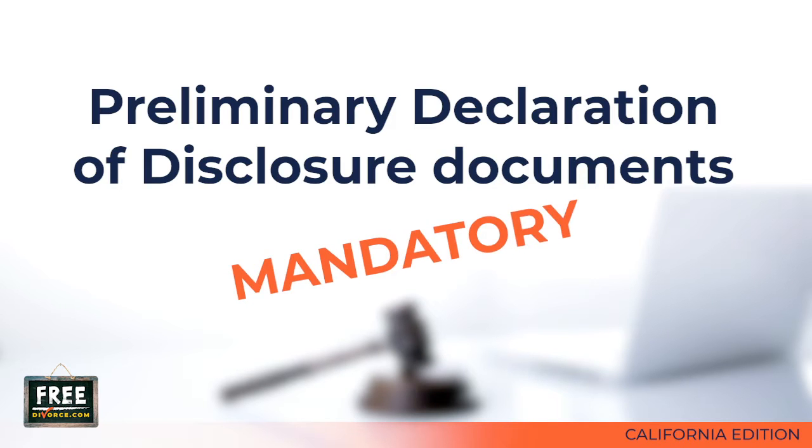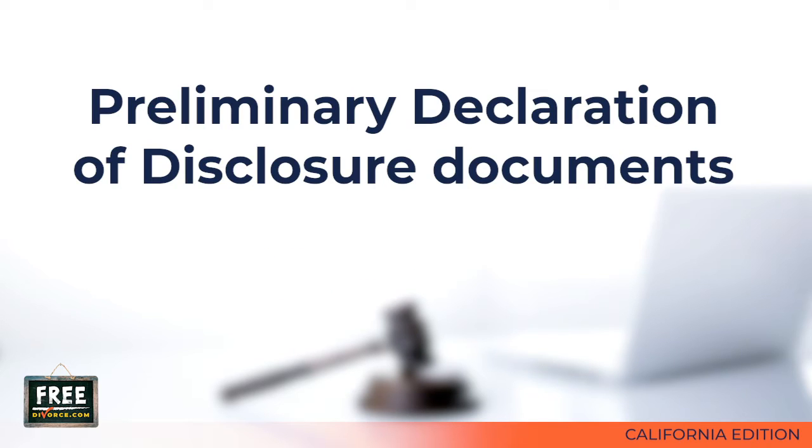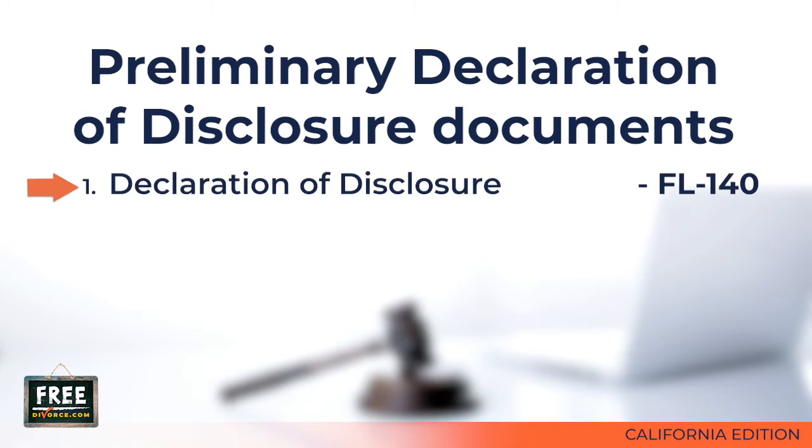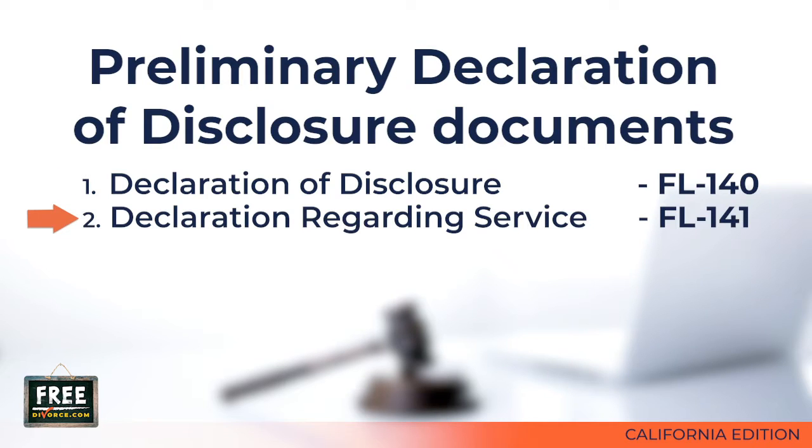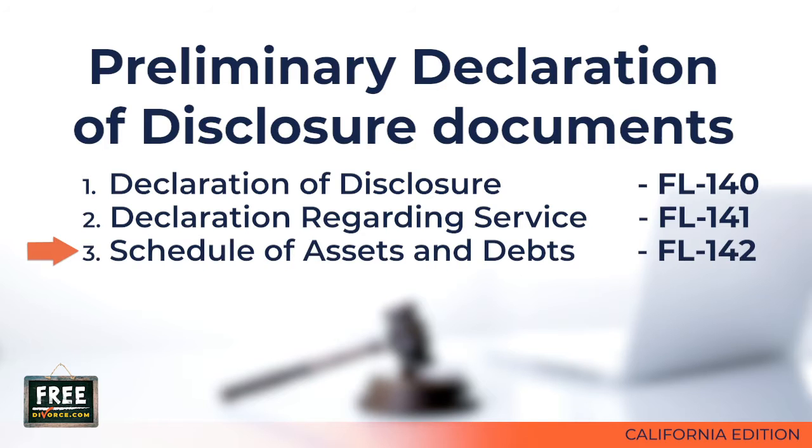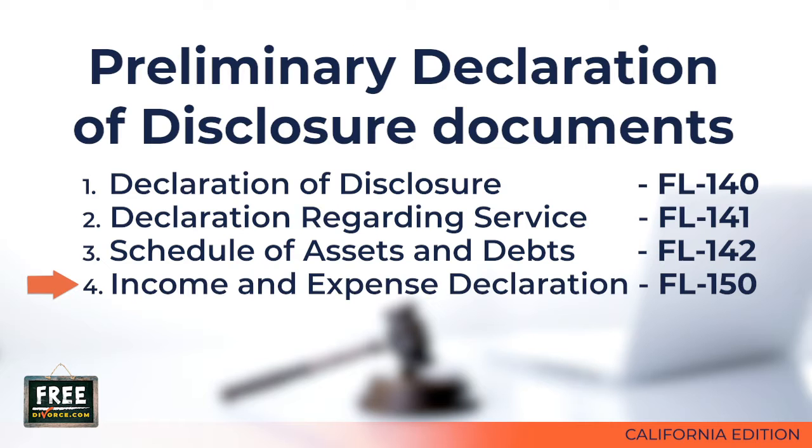Christina, would you please explain what is a preliminary declaration of disclosure? A preliminary declaration of disclosure documents consists of a collection of 4 court forms. The forms are FL 140, known as Declaration of Disclosure, FL 141, known as Declaration Regarding Service, FL 142, known as Schedule of Assets and Debts, and FL 150, known as Income and Expense Declaration.